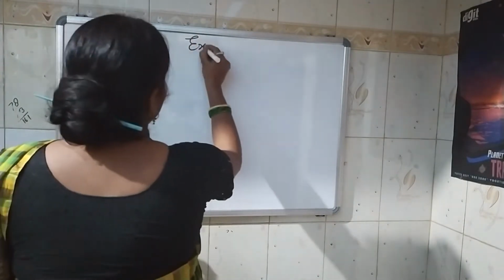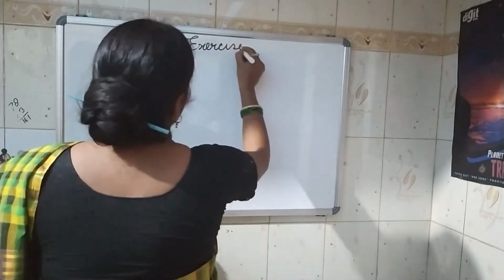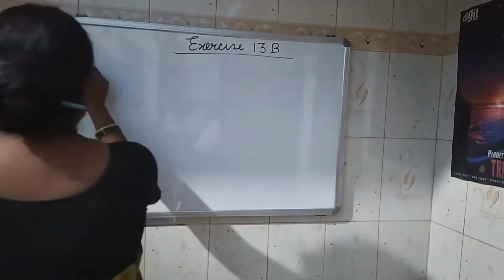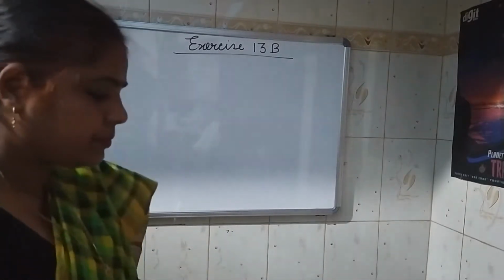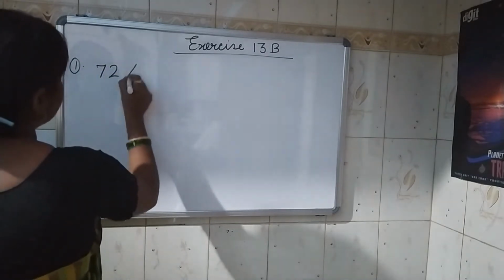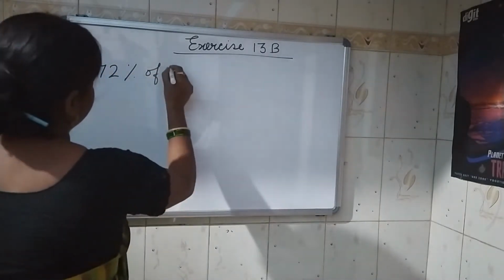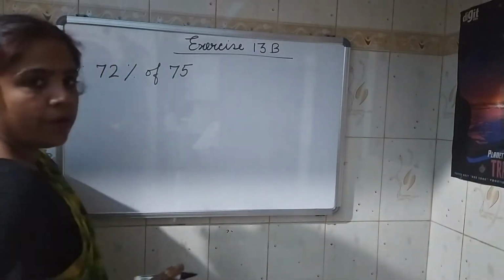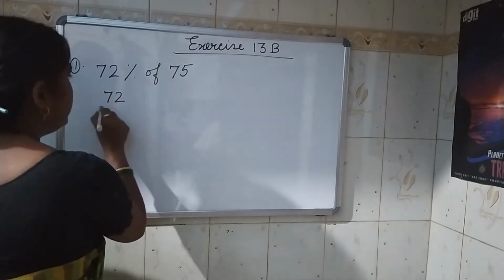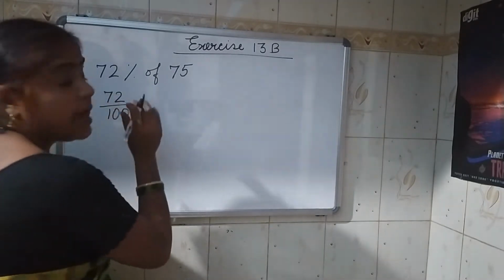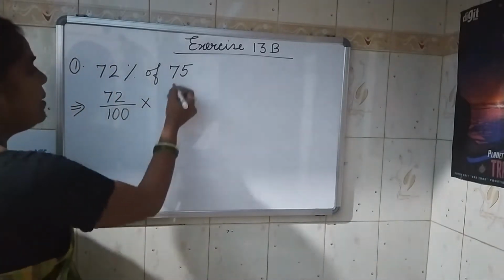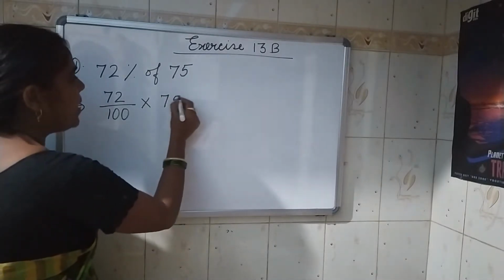Exercise 13B. The first question I am going to take is 72% of 75. First of all, this percent sign means it is 72 upon 100. Percent means per 100. Of means multiply. And multiplied by 75.